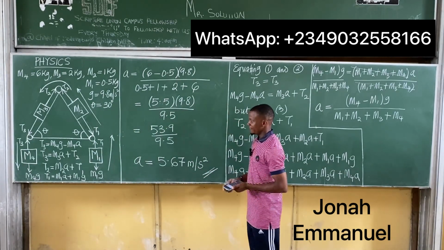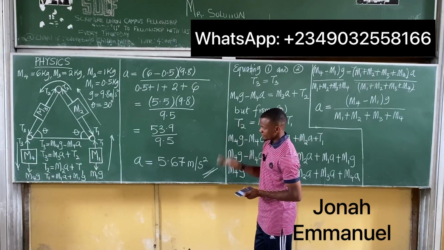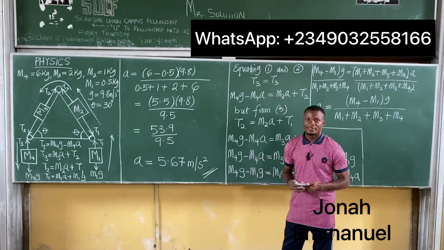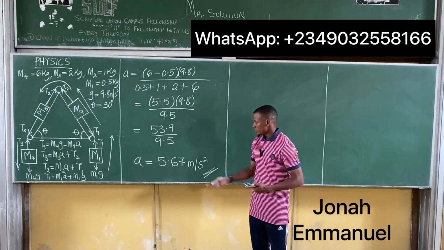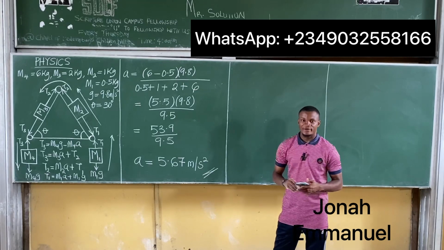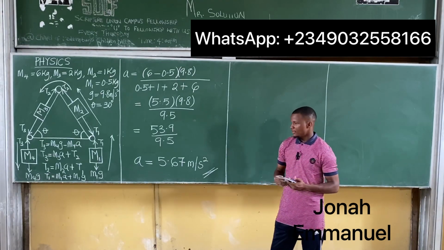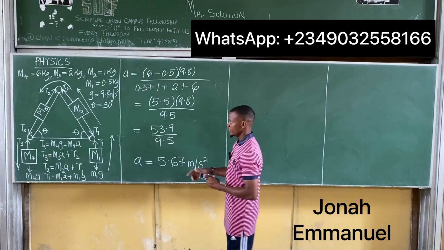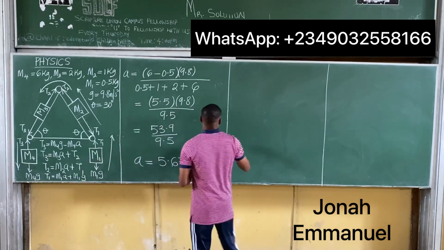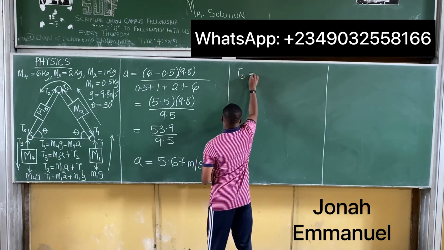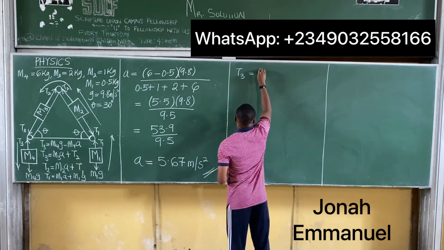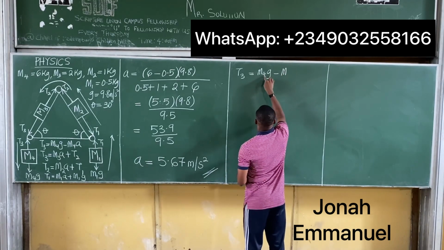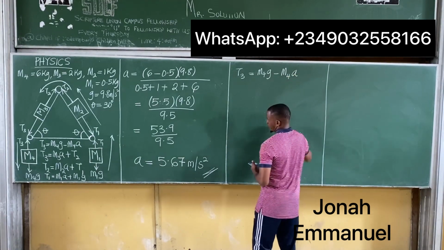We are yet to get the value of T1, T2, T3. So let's now look for the value of T1, T2, and T3. All right, so we've gotten the value for the acceleration as 5.67 meters per second squared. Let's get the value of T1, T2, and T3. So let's start with T3, our first equation. We say T3 is equal to, from equation 1, M4G minus M4A.